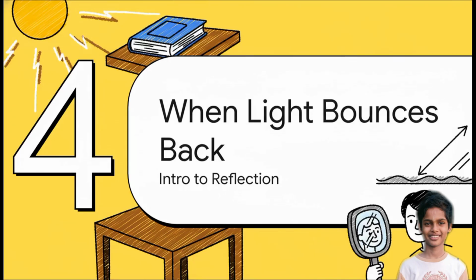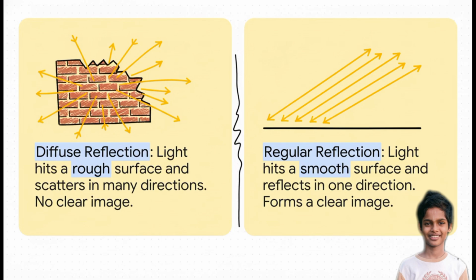All right, next big idea. We know opaque objects block light to make shadows. But what about all the things we see around us that aren't light sources? How can you see your chair or your textbook? They're not glowing, right? The answer is reflection. Light is bouncing off them. But here's the thing, not all reflection is the same.